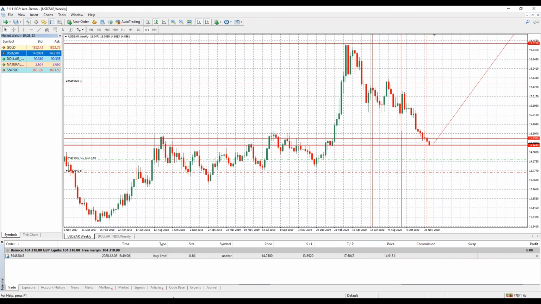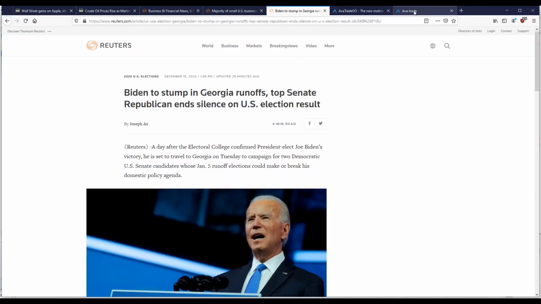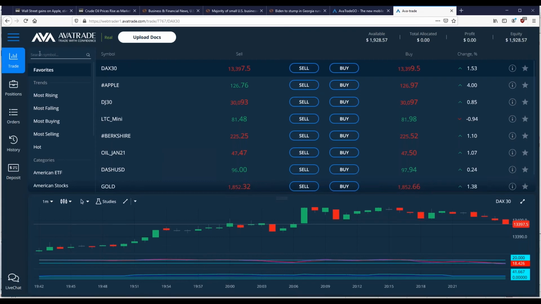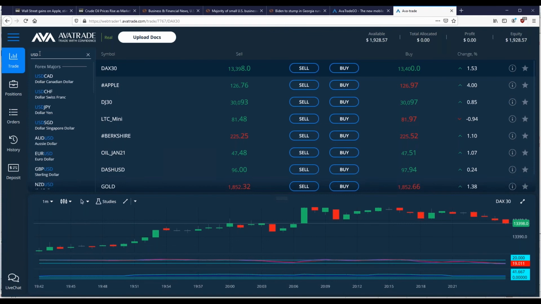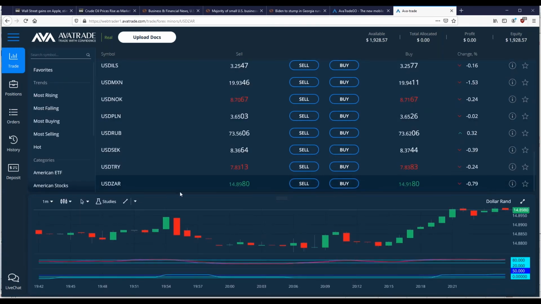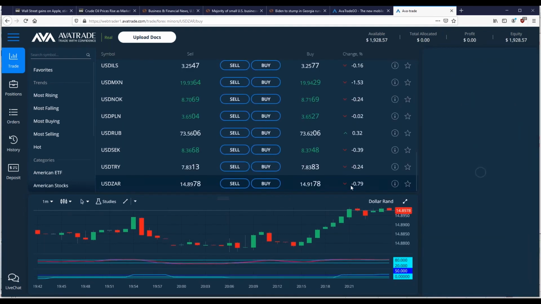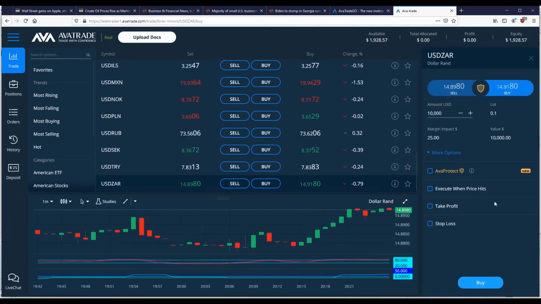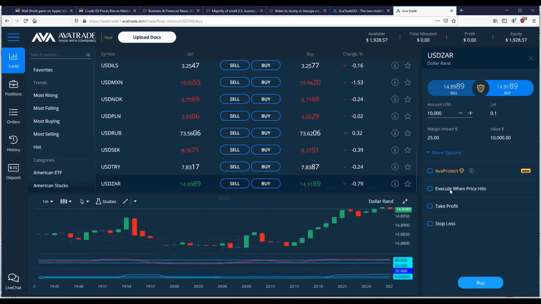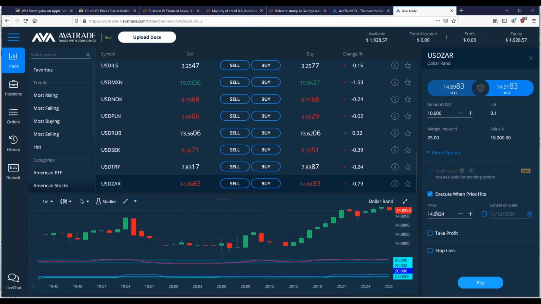Instead of having to pick buy limit, if you go to the web trader platform, and let's do USD South African Rand, USD ZAR, there it is. So I'll pull that up and buy, okay? Instead of having to know that a buy limit is a pending order that buys from a lower point, all you have to do is say buy, look at this option, execute when price hits, and put the price you want. That's it.